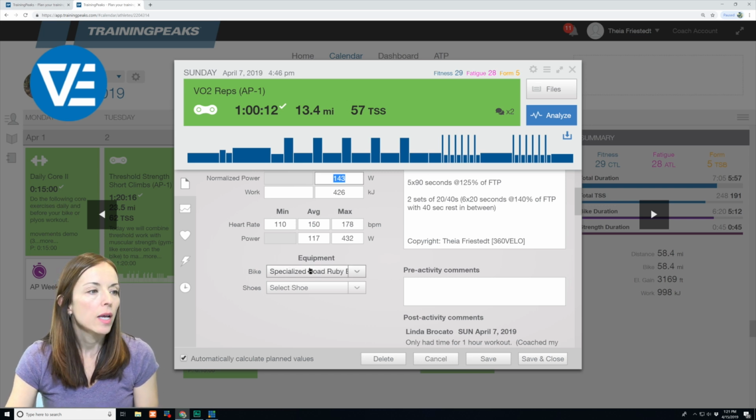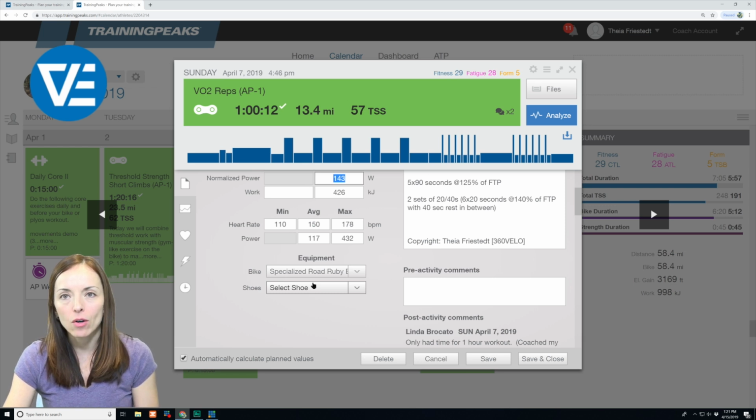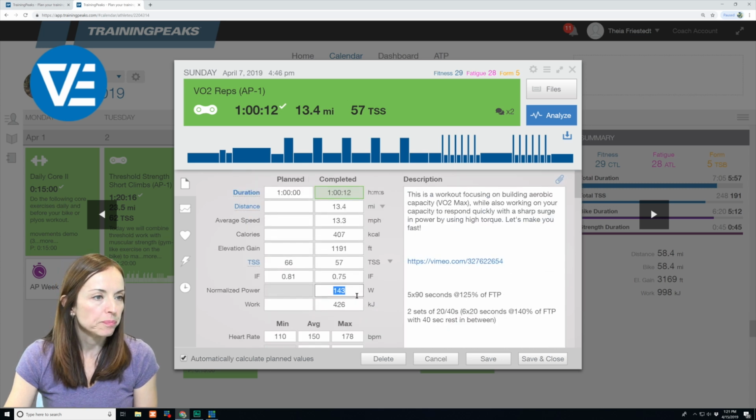Pretty straightforward. Equipment is good to select your equipment, which one you used for each of the workouts and rides, because over time, you know how many miles you have put on your equipment. And if you keep good track of these things, you know when to change your chain, or when to replace your cassette, or when to take your bike in for a tune-up. It's a good way to do it.